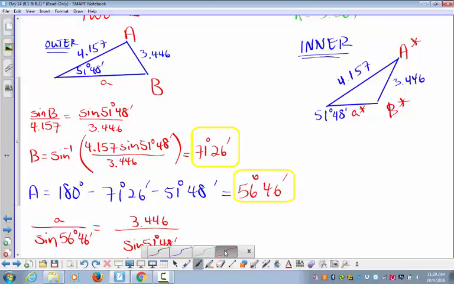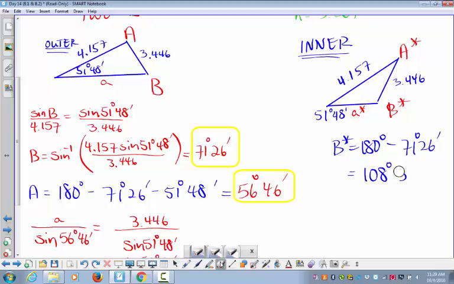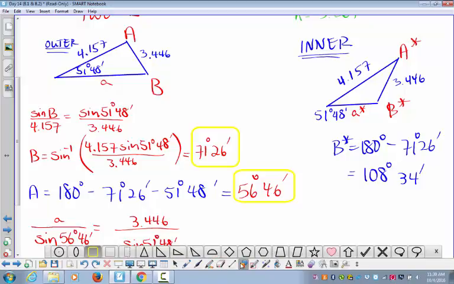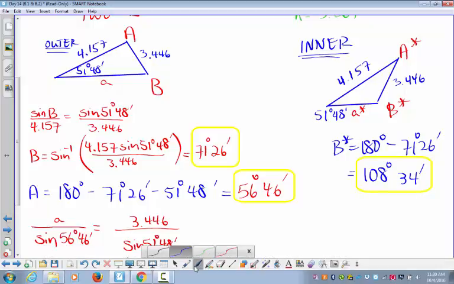And we're going to solve for which one first? Yeah, B star. B star will be 180 minus B, which we found to be 71.26. So that's going to be, what's that, 108. Did you say 108.54? It came up 108.567. So it'll be 34 then, I believe. 108.34, because that'll have to add up to 1 degree. 26 minutes and 34 minutes is 1 degree, so that should be it. And then we can solve for A star by subtracting. Subtraction rule.